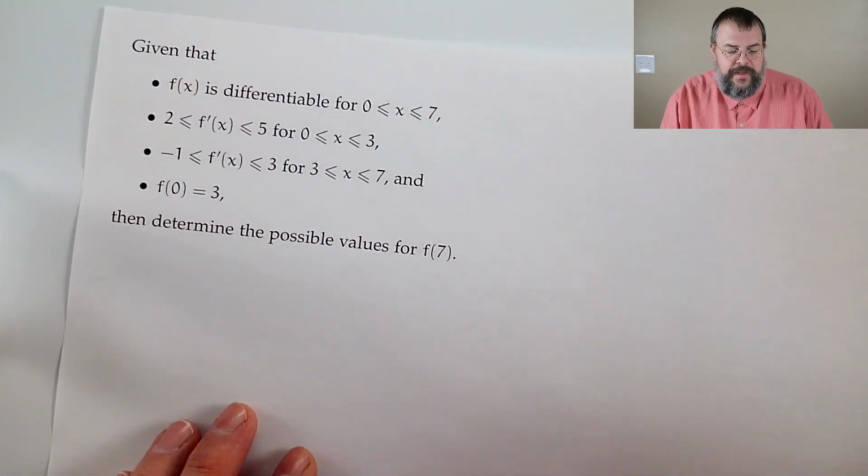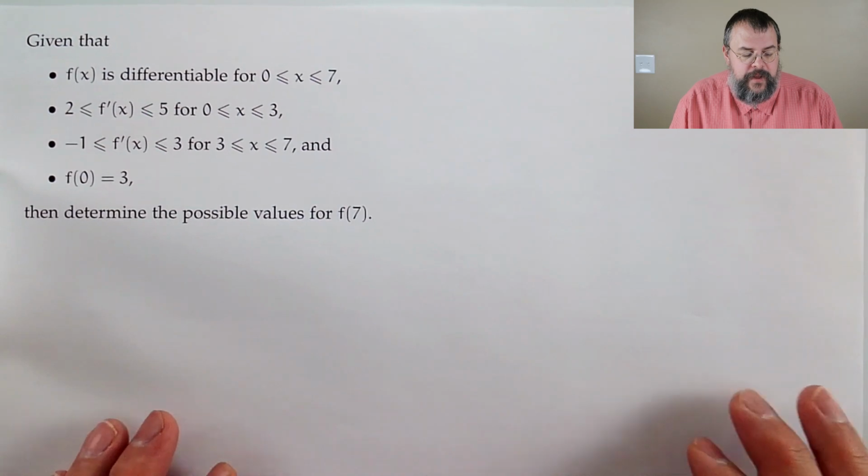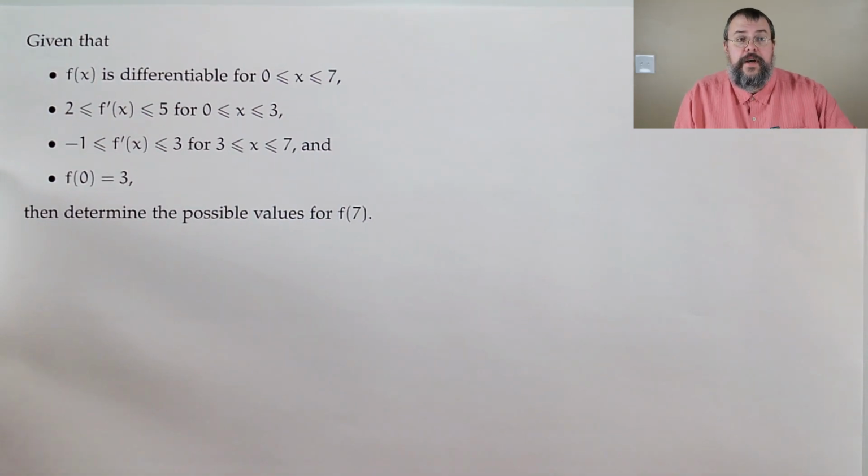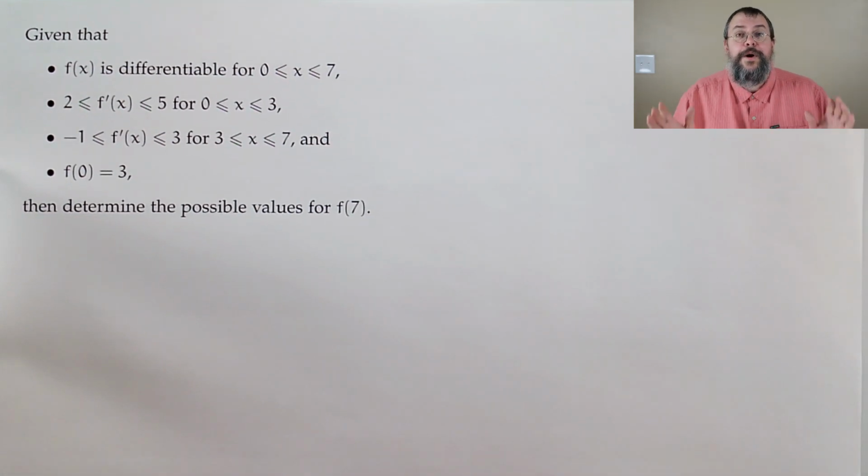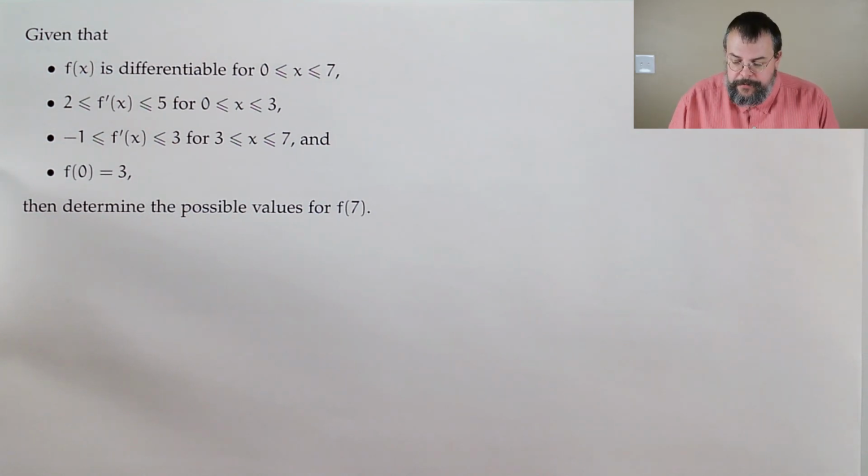Okay, well, time for one more problem. So we're given that f of x is differentiable from 0 to 7. In particular, that means it's continuous, it has a nice derivative. We can apply the mean value theorem, which is what we're learning today. So we should be able to use the mean value theorem here.